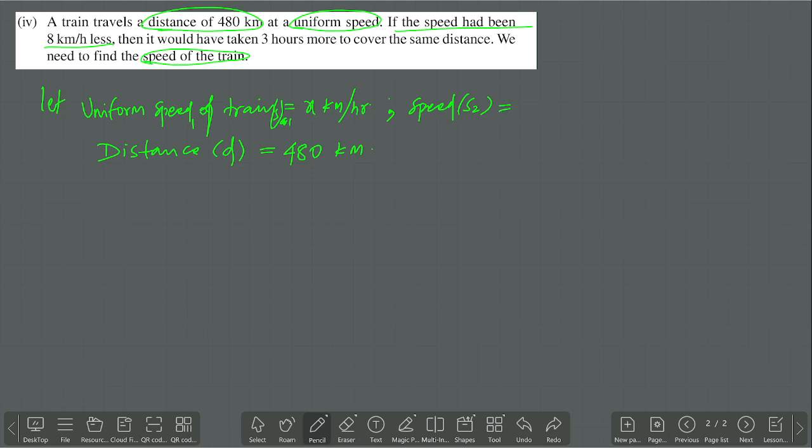Speed 2, what they are telling, from the uniform speed 8 kilometer is subtracted, that is less, then x minus 8 kilometer per hour. Okay, it would have taken 3 hour more to cover the same distance. If speed is less, then time will take little more.